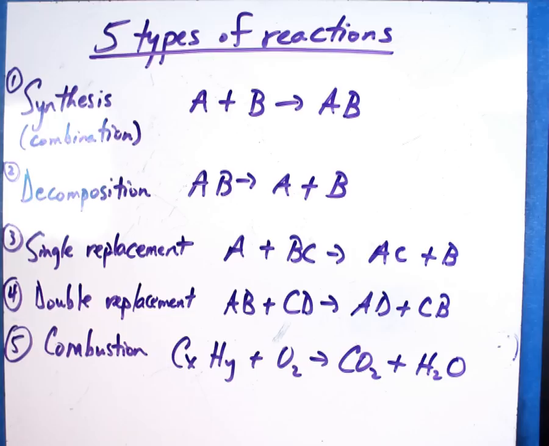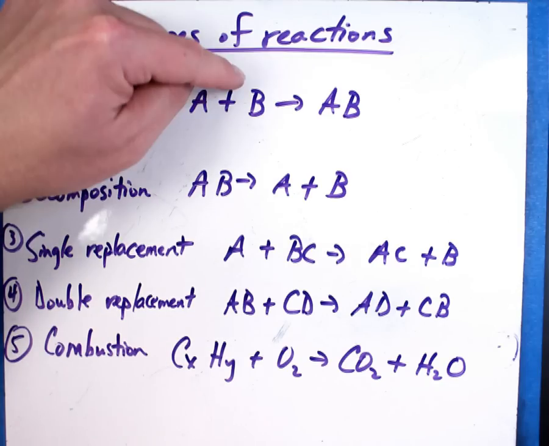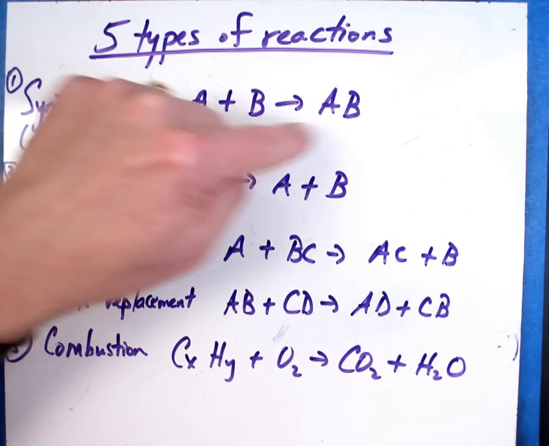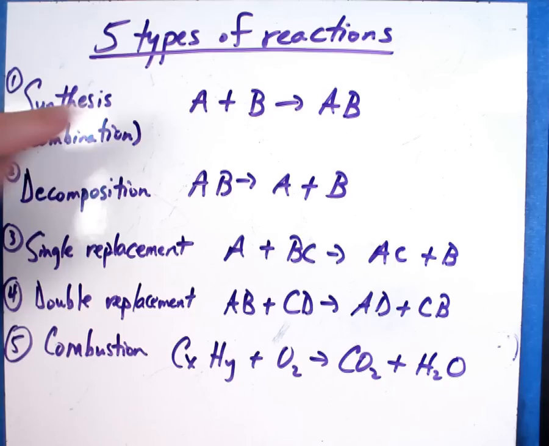All right, let's talk through all five types of reactions. Then we're going to talk about some examples that you can fill in after each of them. Synthesis. Now, you'll notice that I put the word combination. Sometimes it's called a combination reaction or synthesis. To synthesize means to make. If you look at this generic reaction, A plus B yields AB, you're taking two parts and just putting them together, which means you're combining them. So the name is very logical.